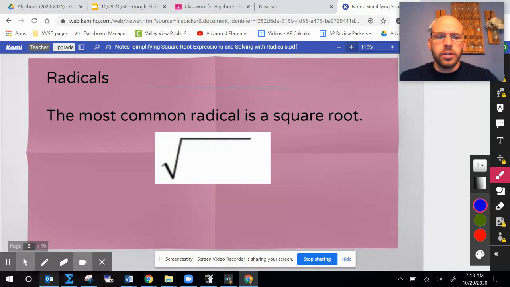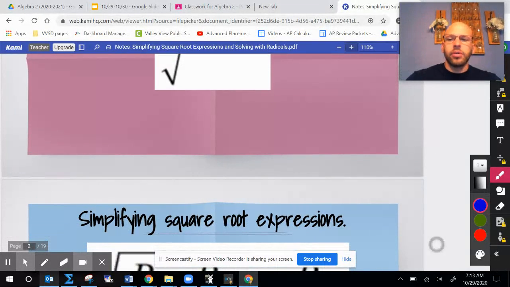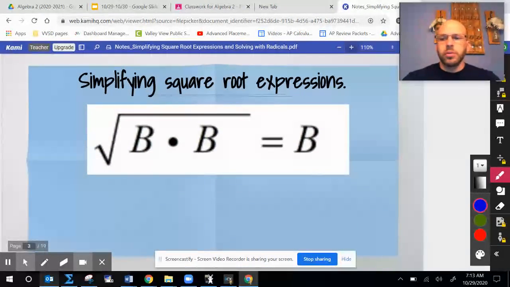So a radical, you've probably seen the symbol before. The most common radical is a square root. There are others that exist, and we will actually cover others in this course. But for this particular chapter, we're going to stick to the square root. And I want to get you comfortable on how to reduce square root expressions.